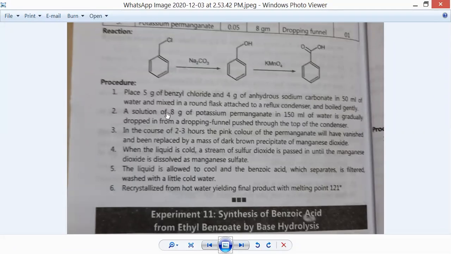Later on, after this heating, we are going to add a solution of 8 gram of potassium permanganate in 150 ml of water, gradually dropping it in through the top of the condenser. So from the top of the condenser, we are going to add this 150 ml solution of potassium permanganate into this round bottom flask.